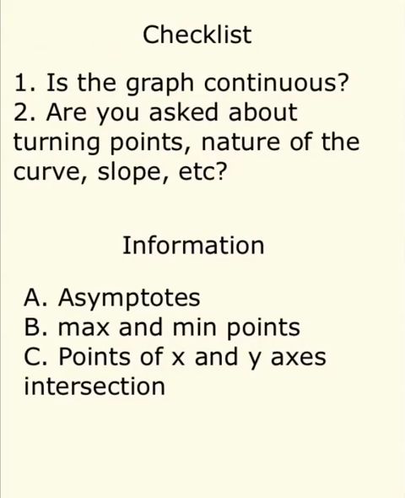Just in terms of checklist, what are we looking for to give us some guidance? Well, if the graph is continuous, so there's no break in the graph or there's no vertical asymptote, then certainly we could use calculus to do that. Also, if you're asked about turning points, nature of all these things, again, it's probably necessary to use calculus. The information we're interested in is asymptotes, and so if there is a vertical asymptote, so if the denominator of a fraction cannot equal 0, then there's a vertical asymptote, and that's going to give us an indication again about which way is the best way to go.